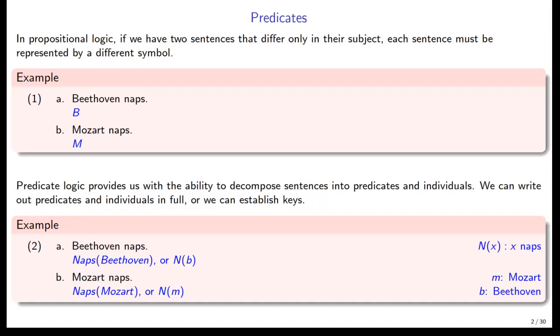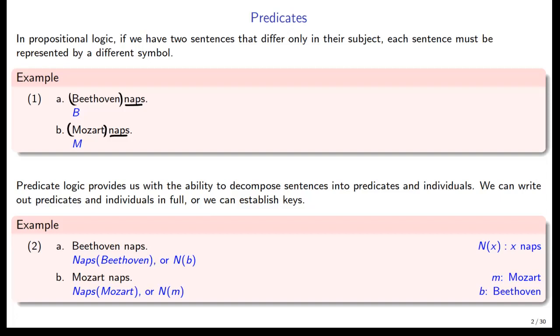propositions, B and M. But in linguistics and even in philosophy, we're aware that we have the same predicate in each sentence. We have naps. They're both doing the same thing. It's just that the subjects are different, Beethoven and Mozart, but they're both doing the same action. So there is some similarity between both of these propositions. So what predicate logic allows us to do is use predicates as a base and take our nouns, our subjects and objects, and make them arguments.